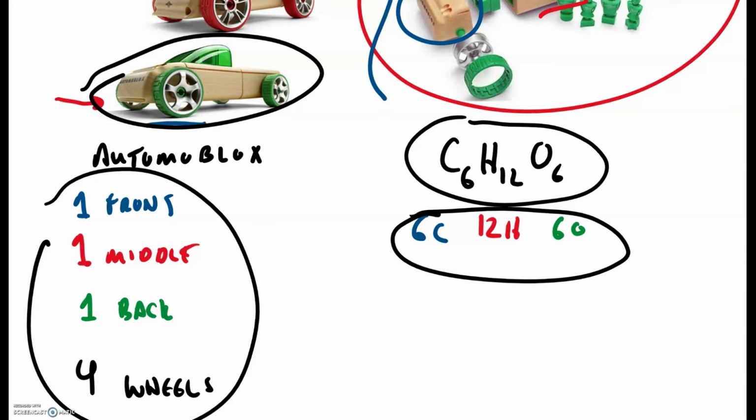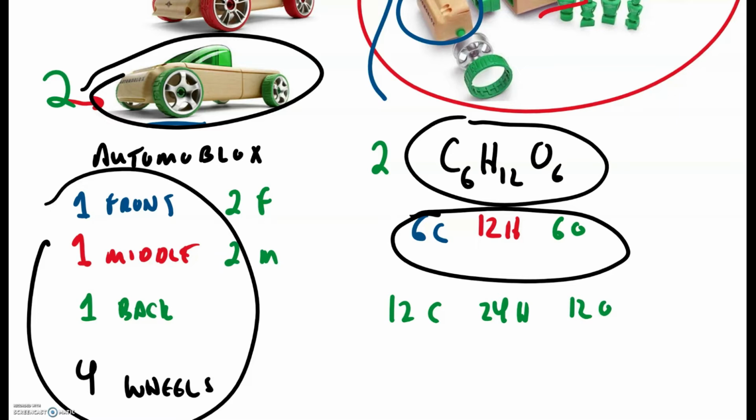And so if you wanted to build, for example, say 2 molecules of this cellulose stuff, you would need 12 carbons, and you would need 24 hydrogens, and you would need 12 oxygens. Just like if you wanted to build 2 of one of these, you'd need 2 of the front parts, and 2 of the middle parts, and 2 of the back end parts, and 8 wheels. And so you know exactly how much of each of these you need to build as many of them as you want. That is all stoichiometry is.